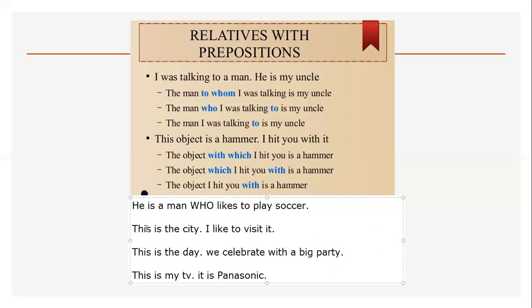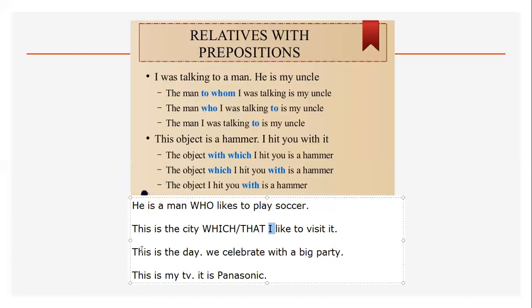In this case, this is the city. I like to visit it. Estoy hablando de la ciudad. Esta es la ciudad. A mí me gusta visitarla. Pero yo puedo decir, esta es la ciudad que me gusta visitar. So I can say, this is the city which, o también puedo usar that, which or that I like to visit. En este caso tengo que mantener el sujeto porque el I y el city son sujetos distintos. Cuando el sujeto al principio, como aquí que era he y he, sí se puede eliminar.